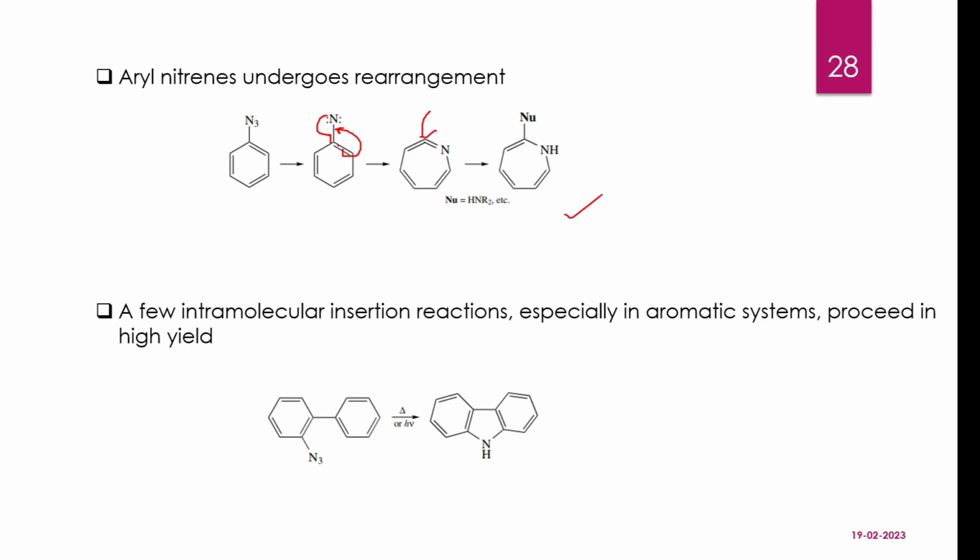So we are now at the end of the session. A few intermolecular insertion reactions, especially in aromatic systems, proceed in high yield. Similarly, after N2 elimination, it will generate this type of nitrene system. Then like an electrophilic substitution reaction, it will add here and N minus will generate, and then through aromatization we'll get this compound. Okay.